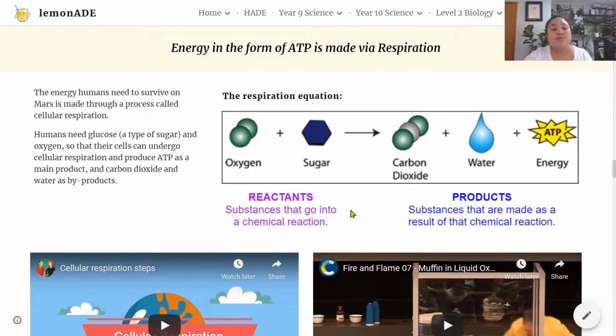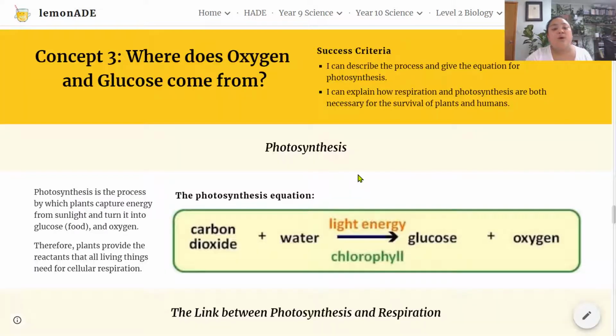So in order for humans and all plants and animals and all living things to create the energy they need to survive, they need oxygen and sugar for respiration to create energy as the main product, and carbon dioxide and water as the waste product, as the byproduct. And in this lesson, we're asking, where does this oxygen and sugar come from? Well, it turns out that oxygen and sugar can come from photosynthesis.